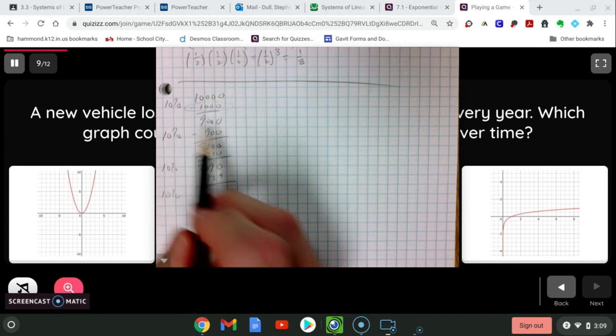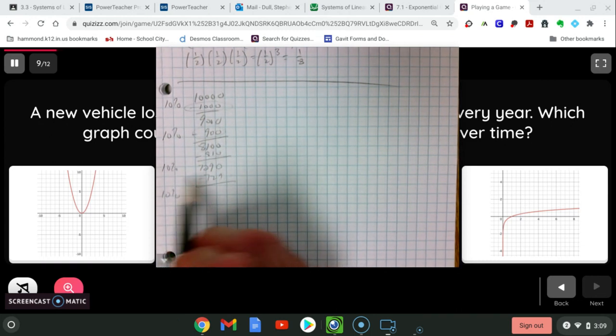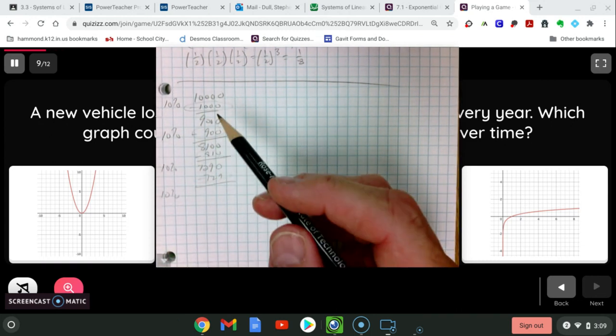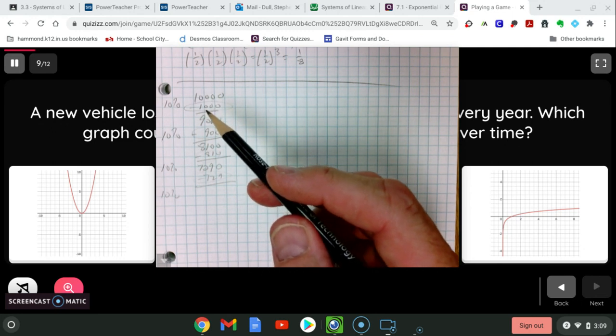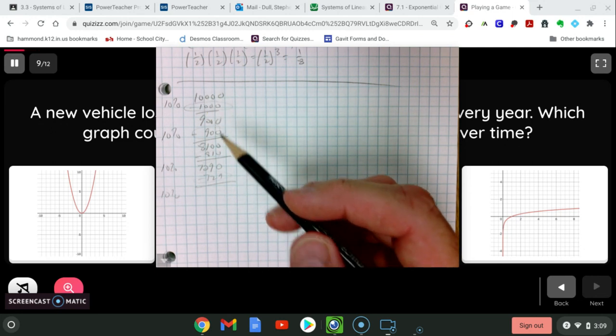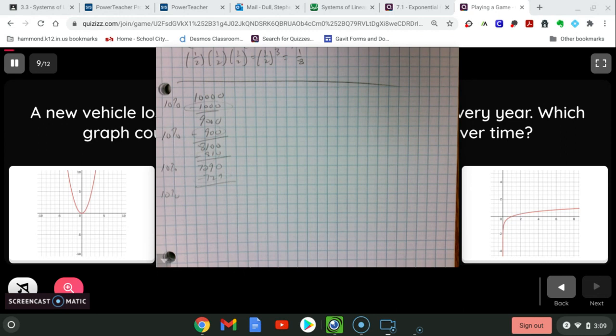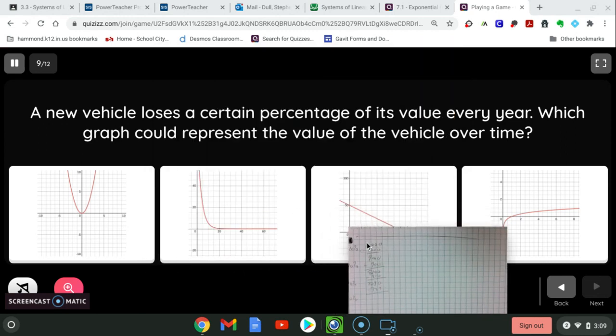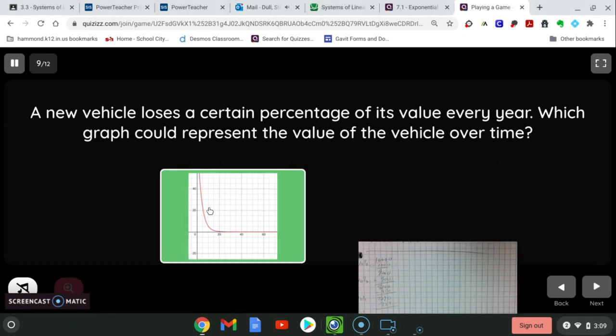So you can see that each of these figures represent 10% of the value, but it's not a constant loss in terms of actual dollars: 1,000, 900, 810, 729. So that could not represent a linear relationship. So it's got to be B.